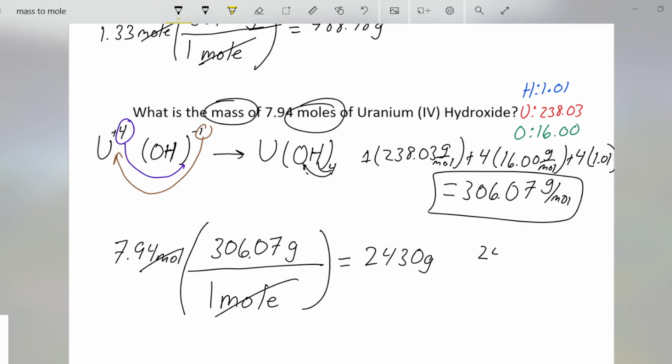And to check it, if we want to be sure, we can take 2,430 divided by 7.94. This is grams, moles, and the division should give us our molar mass back here. In fact, it does. 306. But we can round that up to 306.7.